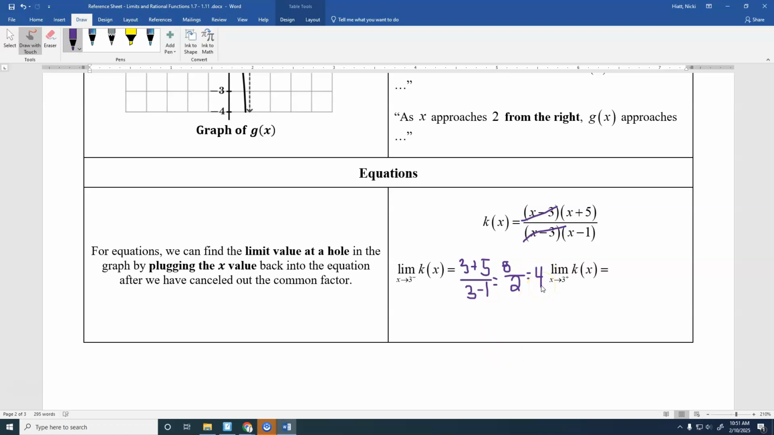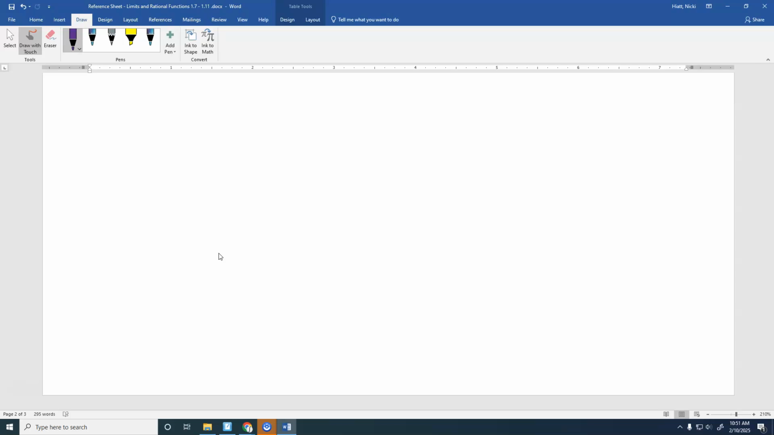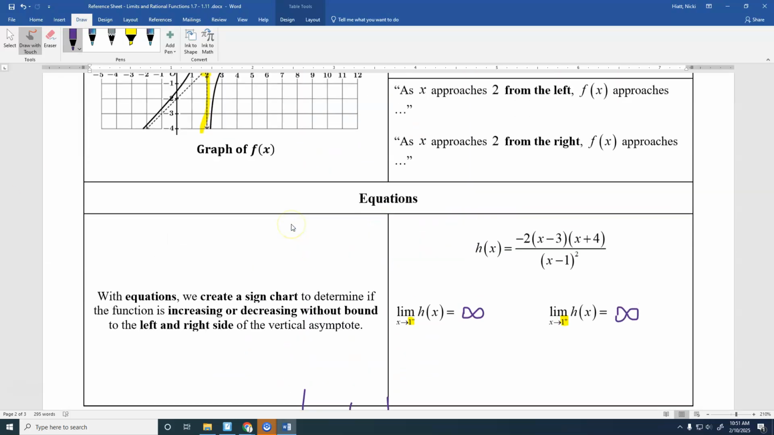And at holes, it does not really matter whether you're approaching from the left or the right. For equations like this, you would get the same thing over here, the same way. Okay. Questions about anything there?